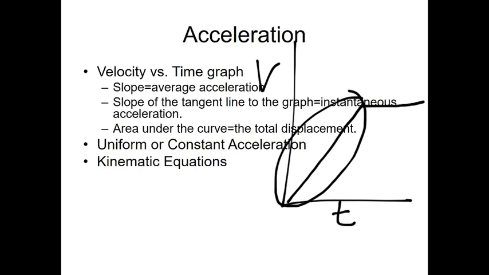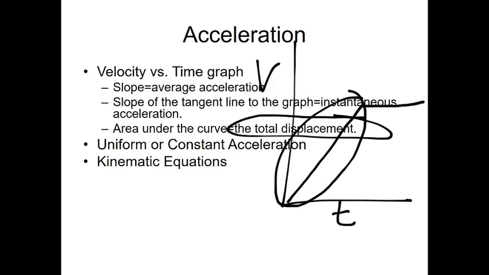If we wanted to know an acceleration at an instant in time, just like we did with a position time graph, we would draw a tangent line to the velocity time curve, find the slope of that tangent line, and that would give us the instantaneous acceleration at that point. Now, from a velocity time graph, you can also find the total displacement. To do that, you're going to find the area under the curve. And we'll look at how to do that on a better graph here in just a second.